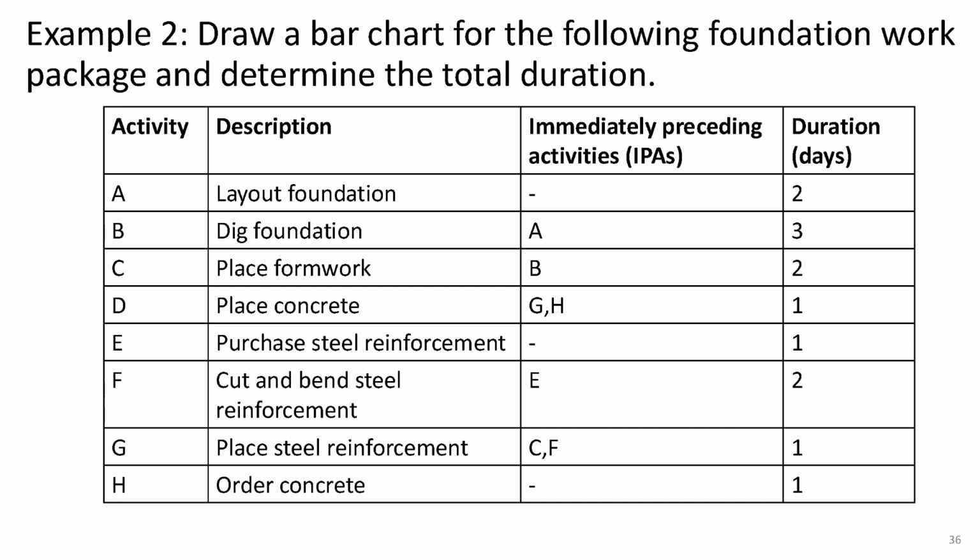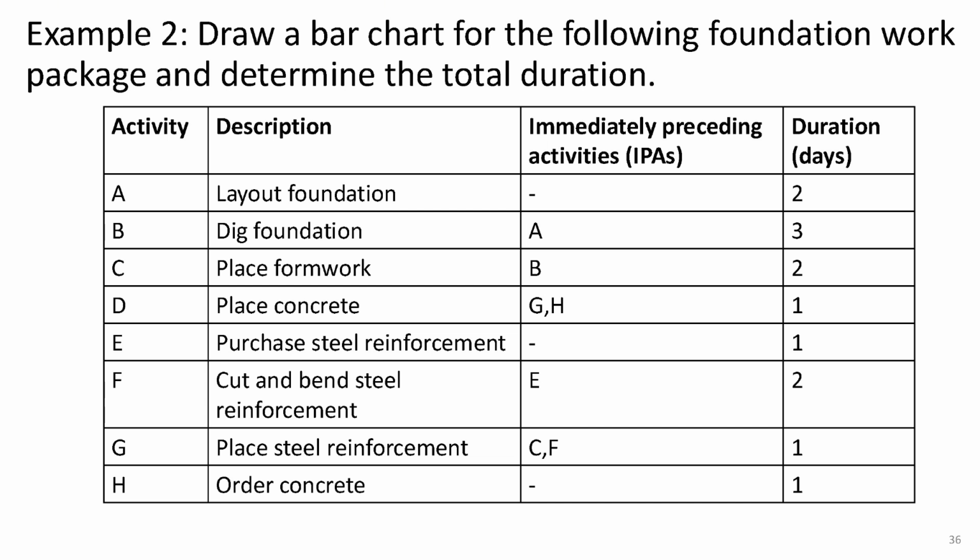The first column shows the activity code, and the second column provides the activity description. We have activities like layout foundation, dig foundation, place formwork, place concrete, purchase steel, cut and bend steel, place steel reinforcement, and order concrete. You might notice that these activities aren't in chronological order yet. When you're creating the bar chart schedule, you'll need to rearrange them in the right order based on when they need to start. The third column lists the immediately preceding activities, or IPAs.